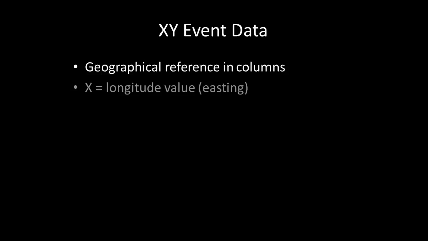XY event data is the idea of geographical references being stored in the columns of a non-spatial table. XY in this case is referring to an XY Cartesian grid. More specifically, the X column contains the longitude or easting value, and the Y column contains the latitude or northing value.